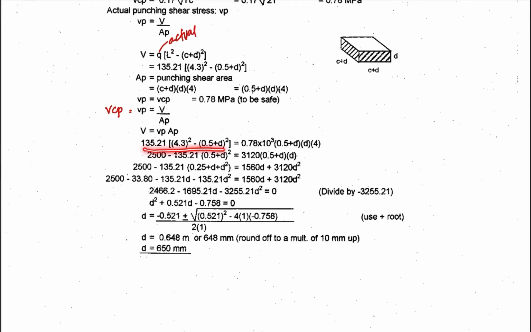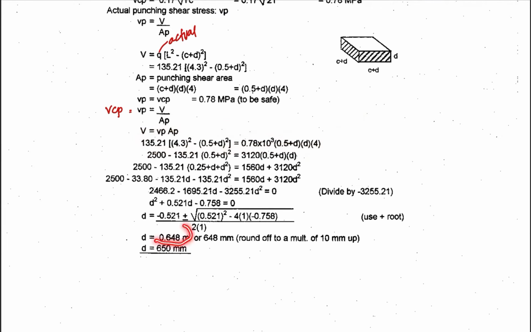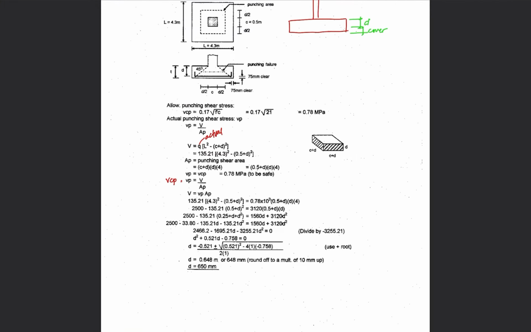Once you have substituted the values, you can solve this using shift solve in the calculator. So the answer is 0.648, or you can use the quadratic equation, the same answer, that is 0.648, and then you round it up to a multiple of 10 mm. So therefore you will use your D equivalent to 650.